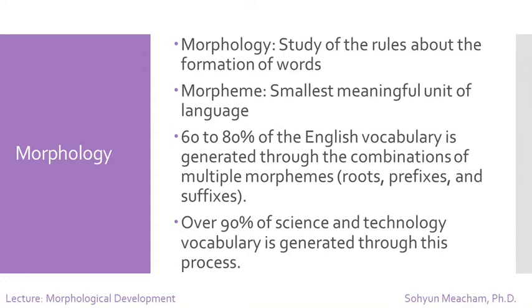Morphology is the study of the rules about the formation of words. A word consists of morphemes. A morpheme is the smallest meaningful unit of language. When multiple morphemes are combined in a word, a new meaning is created. 60 to 80% of the English vocabulary is generated through the combination of multiple morphemes. Over 90% of science and technology vocabulary is generated through this process.